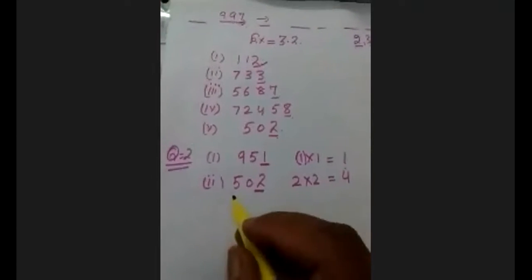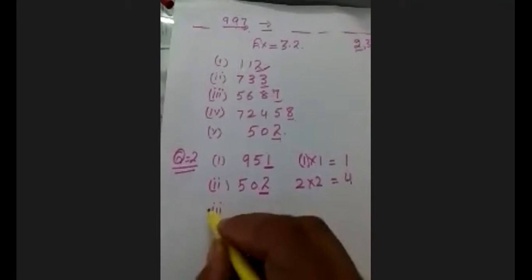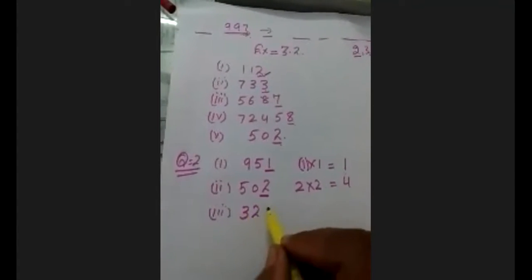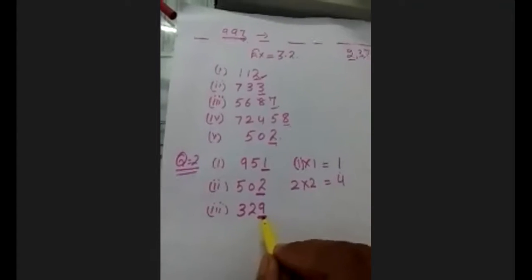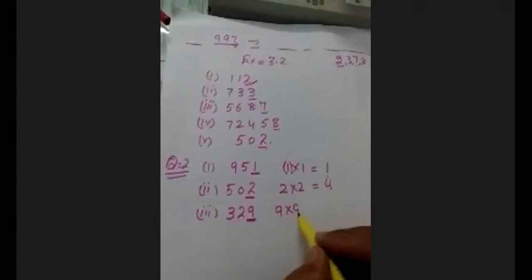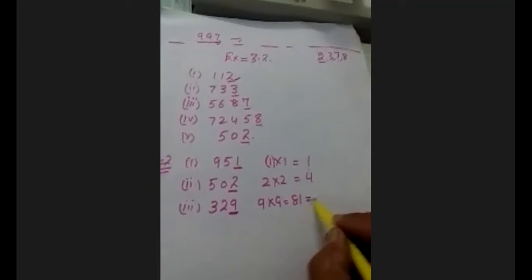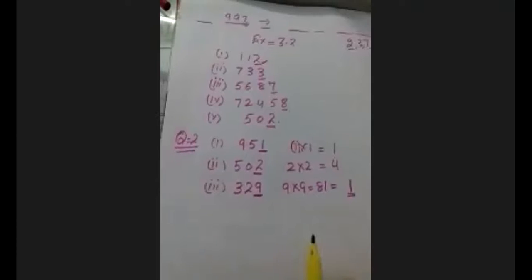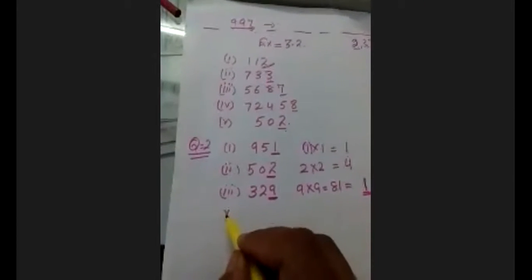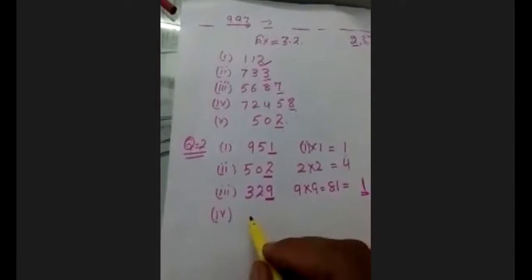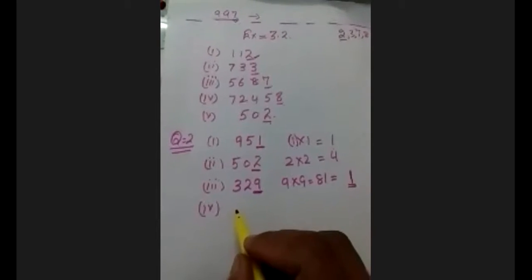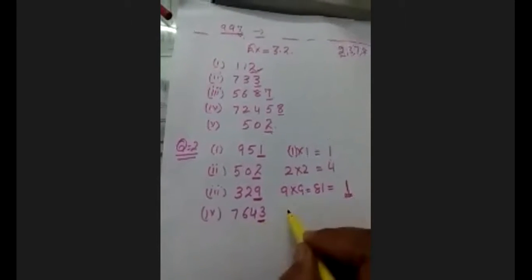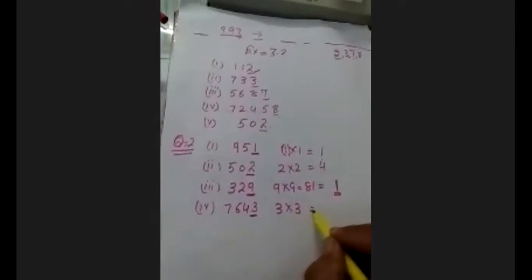Next is the third part. Now the number is 329 and the unit digit is 9. So write 9 into 9, 81. So the unit digit is 1. Your answer is 1. Next, fourth. Now your number is 7,643. The number at unit place is 3. 3 into 3 is 9.